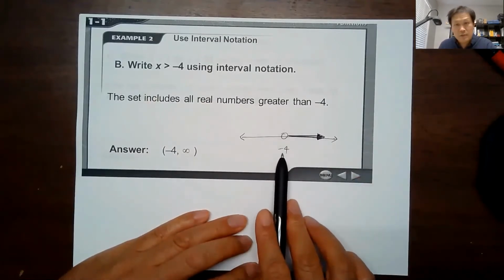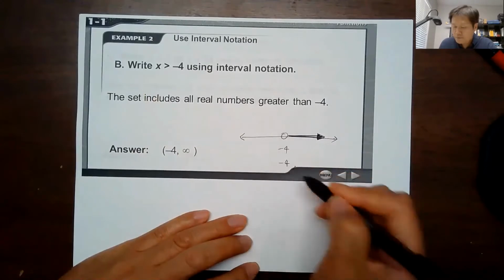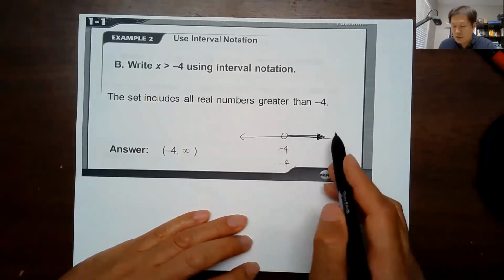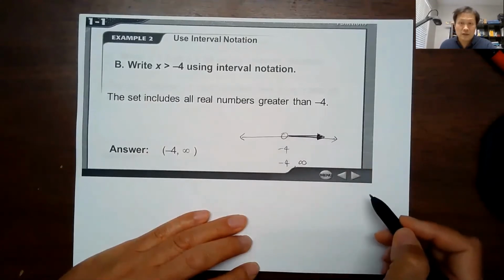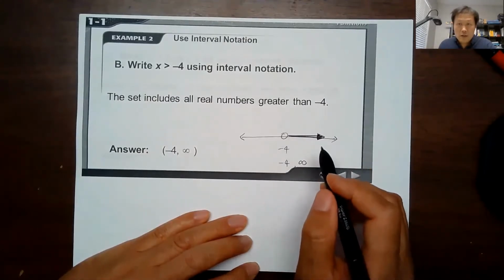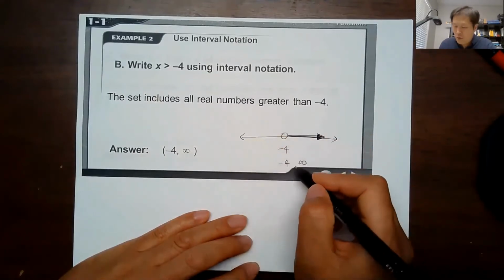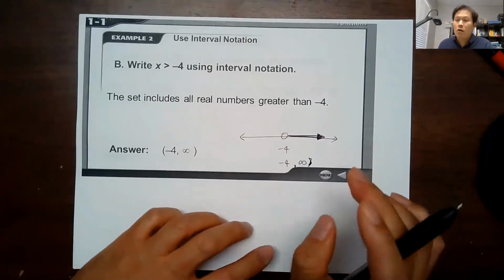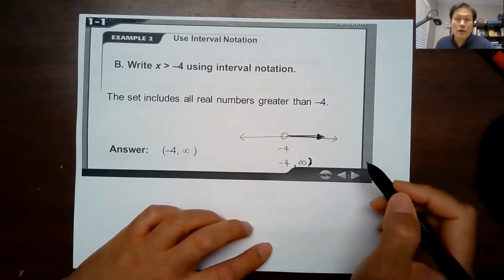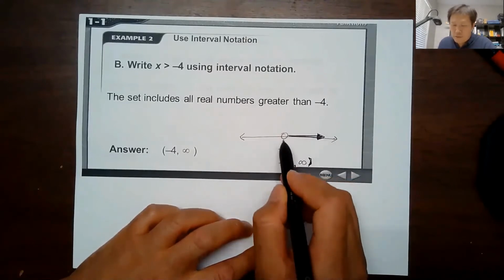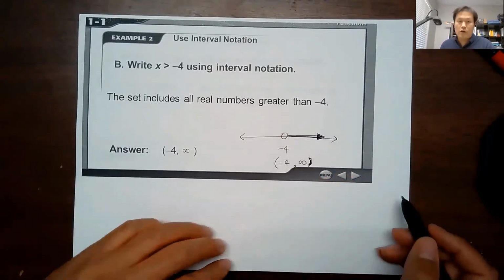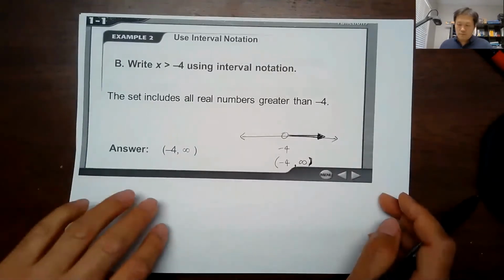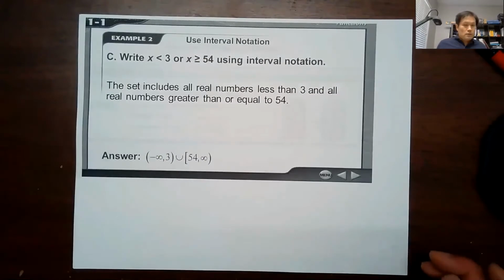This is the smallest possible. So you say -4, comma, what's the biggest possible? There's no end, meaning it's positive infinity. Infinity, whether it's positive or negative, always goes with the parentheses. You will never go with the bracket. And -4 is an empty dot here, so you will have to do parentheses.